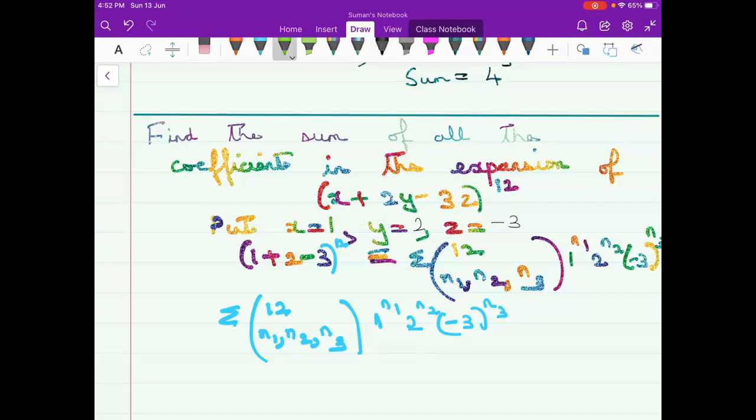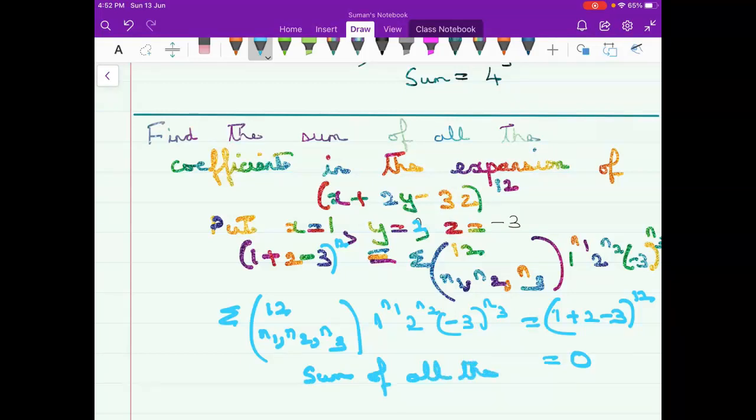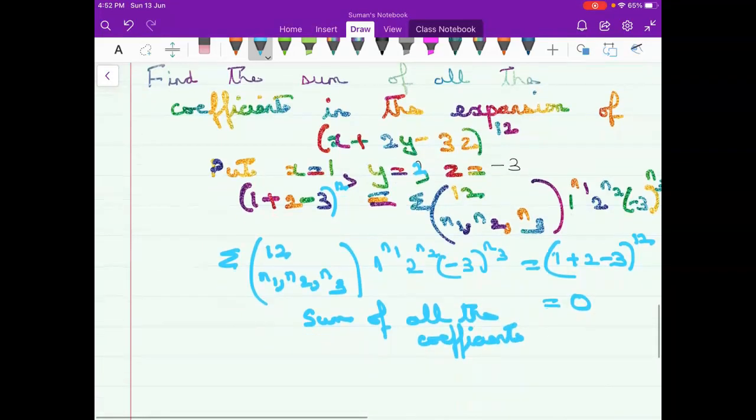So this would give you 1, y is 2 and z is minus 3. So this is the sum of all the coefficients, and using the formula, it will be 1 plus 2 minus 3 raised to 12. So that would give you 0. So the sum of all the coefficients here is 0. I hope this sum is clear to you.